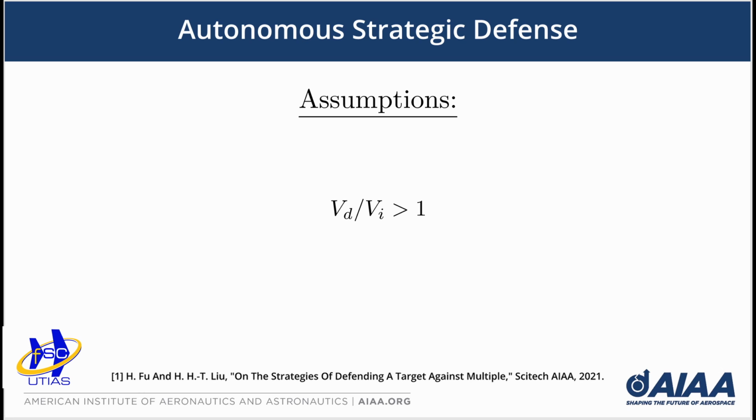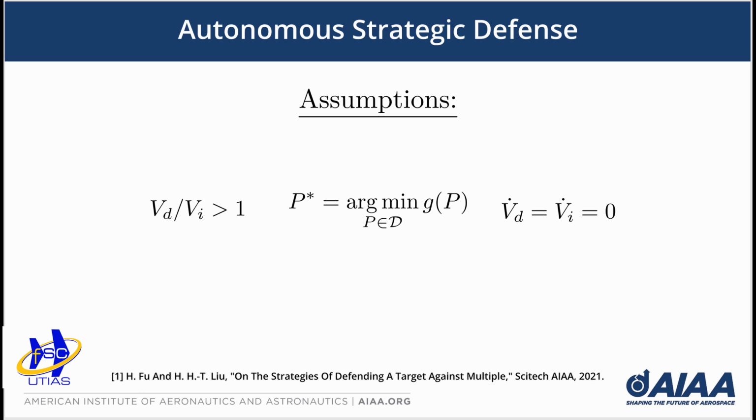In this case, the defender is assumed to always be faster than any single invader. It is assumed that after the initialization of the game scenario, the agents move at their maximum constant velocities for the remainder of the game. Finally, it is assumed that the invaders will follow their own optimal strategy to reach the protected zone.